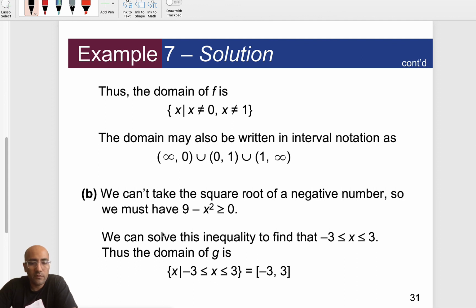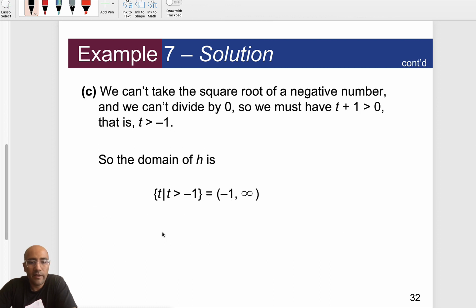For the other one, same answer we got, from -3 to +3. And finally, same thing for the last one. Must be strictly greater than -1, which we can also write this way as -1 to infinity.